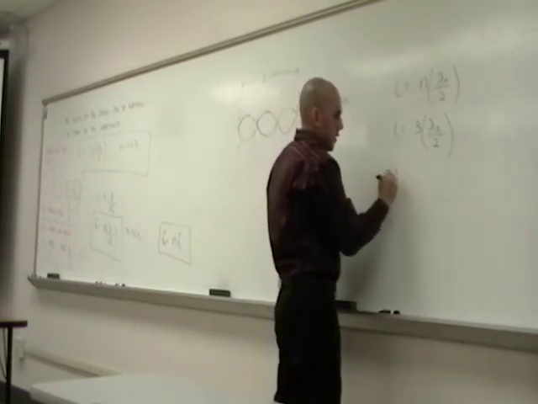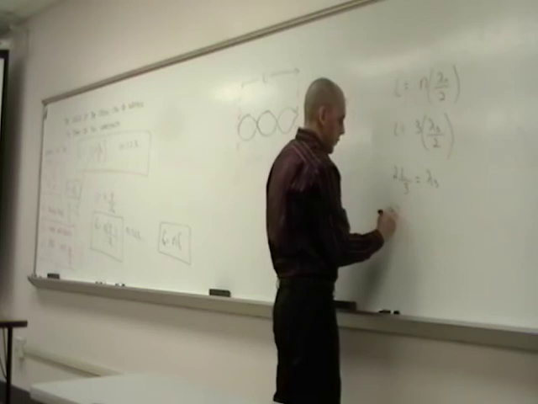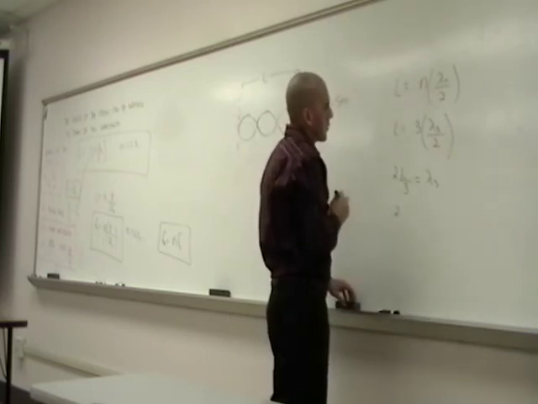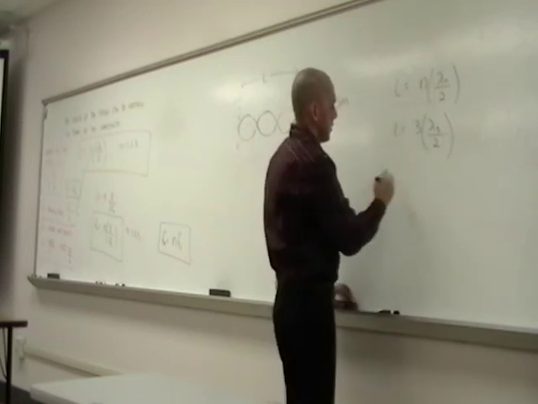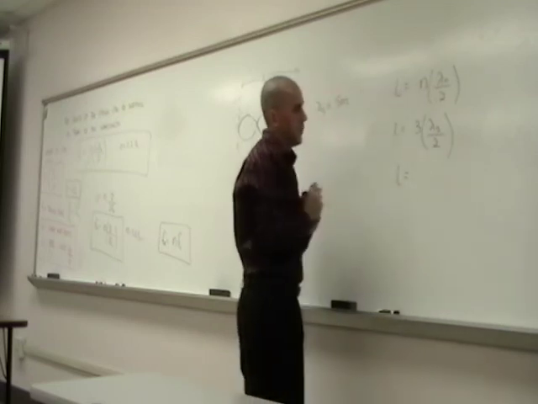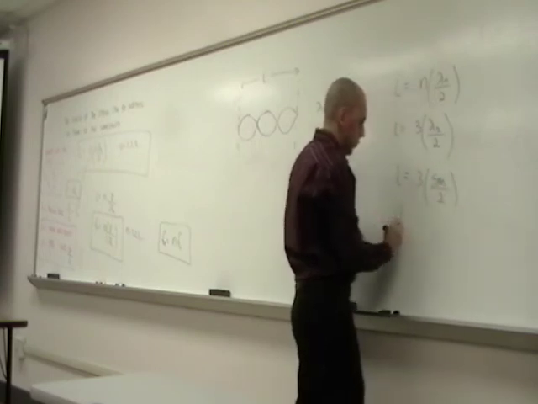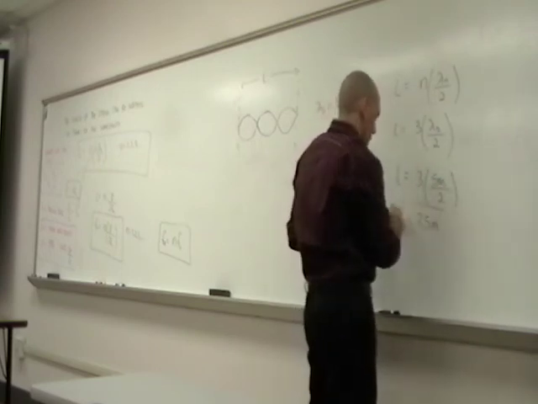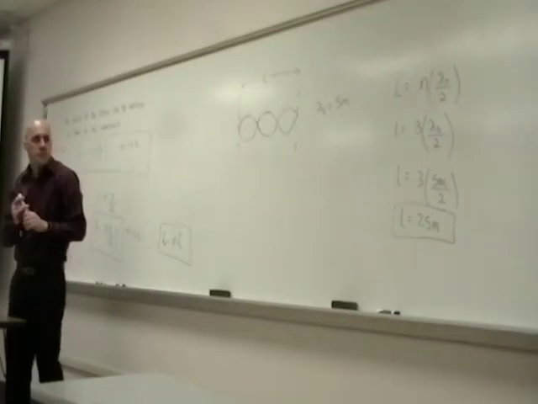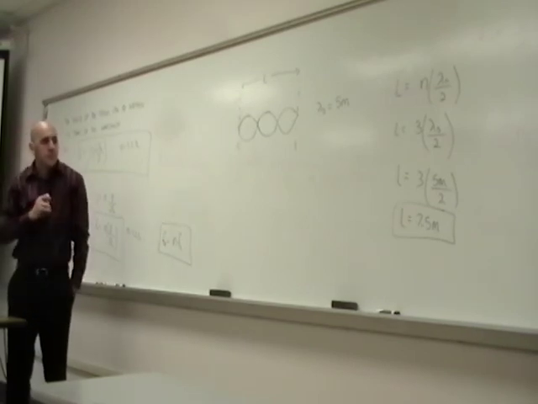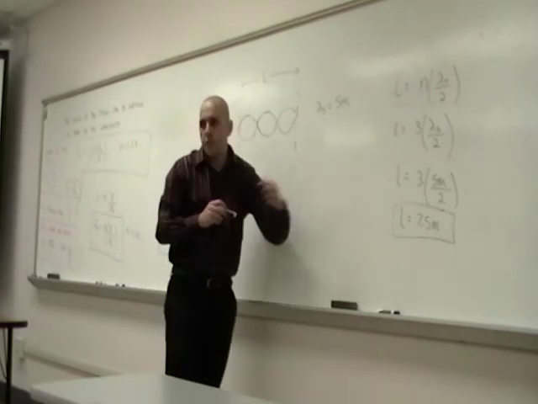So you get 2L over 3 is equal to lambda 3, or the L here is 5 meters, or the wavelength is 5 meters. Yeah, we're done right here, because we're solving for the length this time. So just plug in our 5 meters, 3 times 5 meters here, over 2, and then you get 7.5 meters there for that length. So that's it for the L.